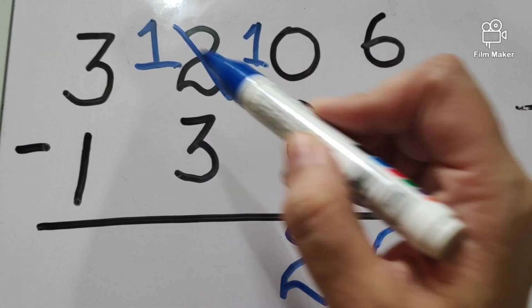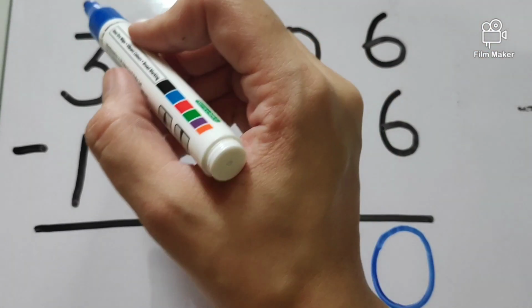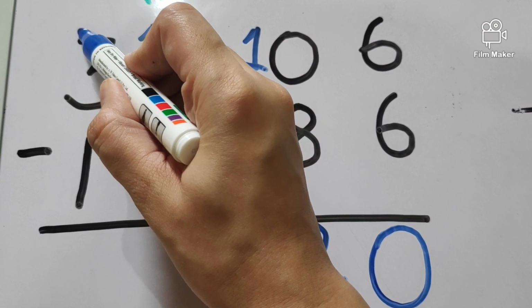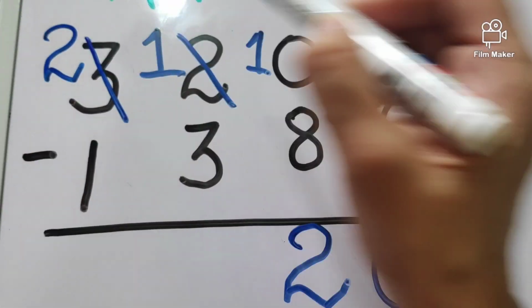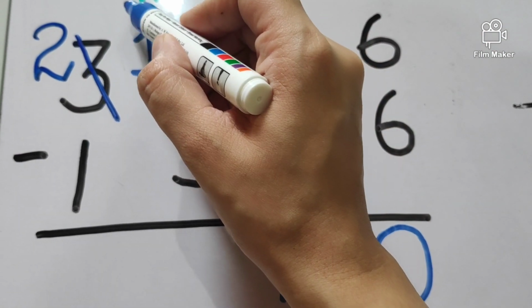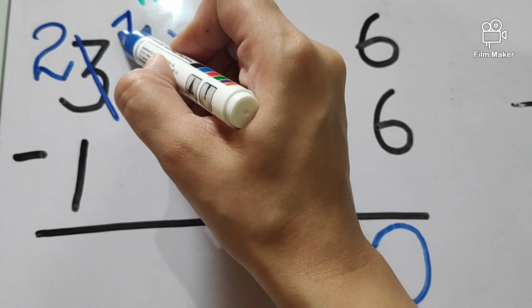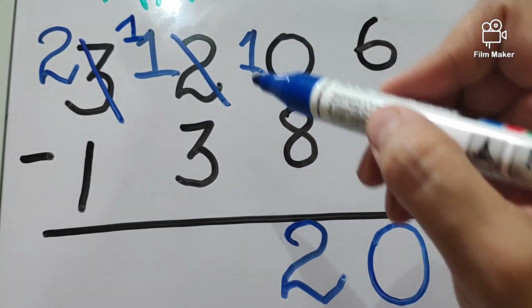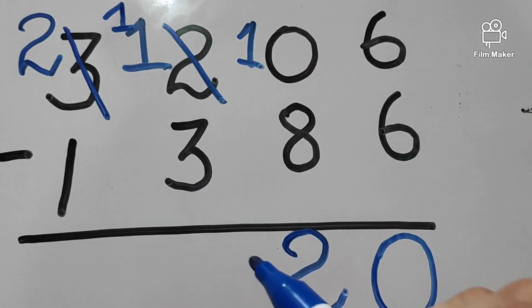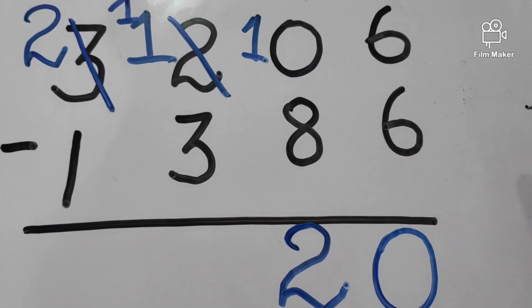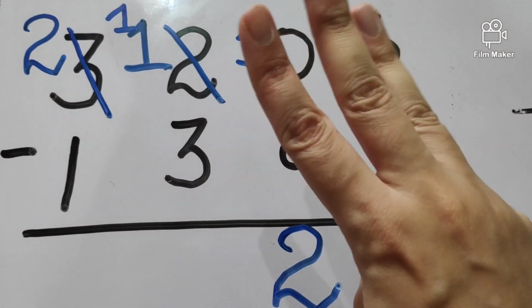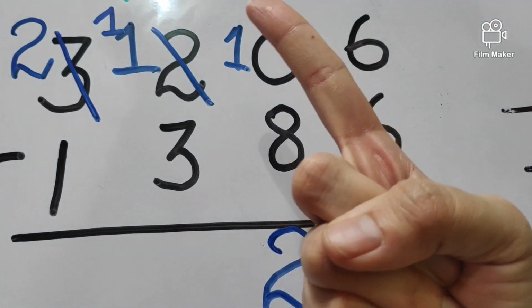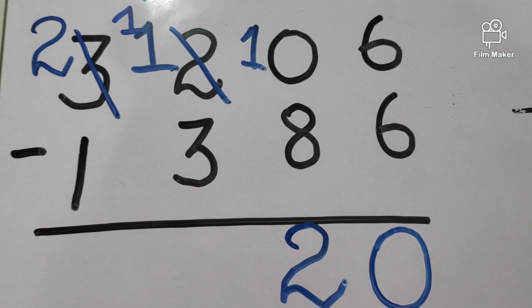Now again, 1 minus 3. Again, more on the floor, children. Borrow. So this will be 2. And this will become 11 when you add 10. 10 and 1 makes 11. So 11 minus 3. So start counting from 3 to 11. 4, 5, 6, 7, 8, 9, 10, 11. So it says 8.